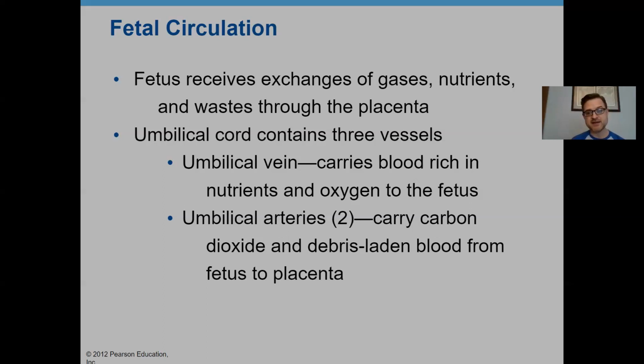So it's a vein because it's going toward the heart, but in this case, it has oxygen and nutrients because it just came from the mom, from the placenta. The umbilical arteries, it's an artery because it carries blood away from the baby's heart. But once it's going away from the heart, it's largely lost all of its oxygen and nutrients due to the nutrients or oxygen being taken into the fetus's tissues, right?